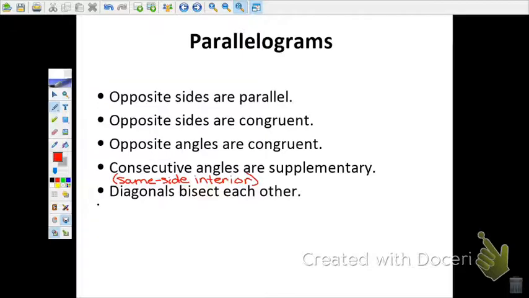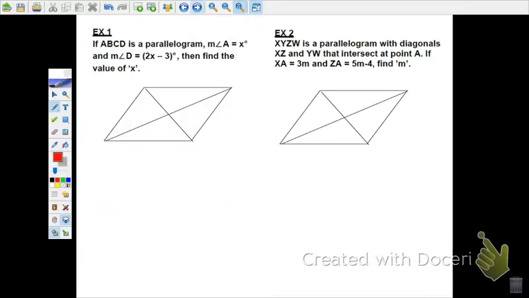And then the last thing has to do with the diagonals. So if we cut through from a vertex to the opposite vertex and draw in diagonals, those diagonals bisect each other. They cut each other into two equal parts. So one diagonal is bisecting the other one. Okay, so not all of the parts are equal. The one diagonal has been cut into two equal parts. So we're going to be working with these properties to be able to solve some problems.